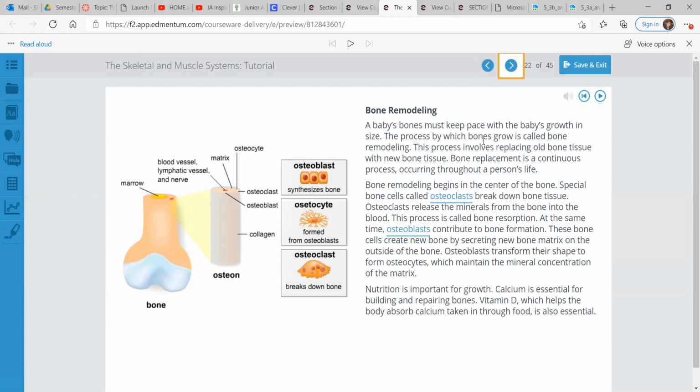Bone remodeling begins in the center of the bone. Special bone cells called osteoclasts break down bone tissue.